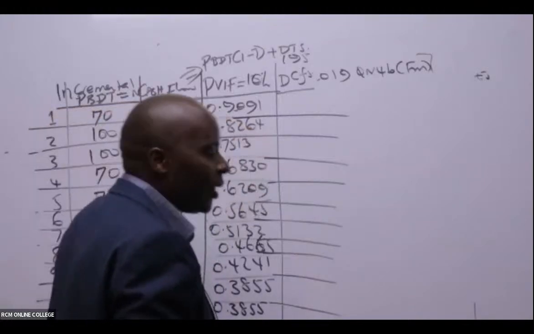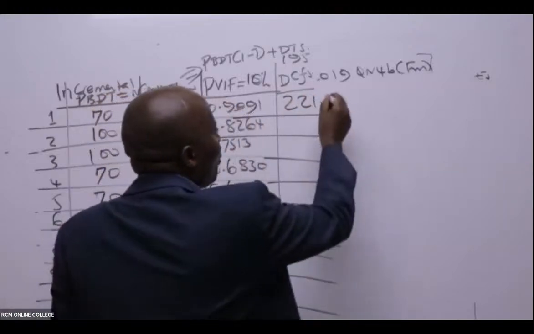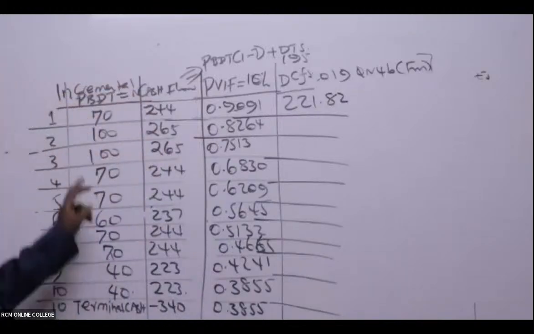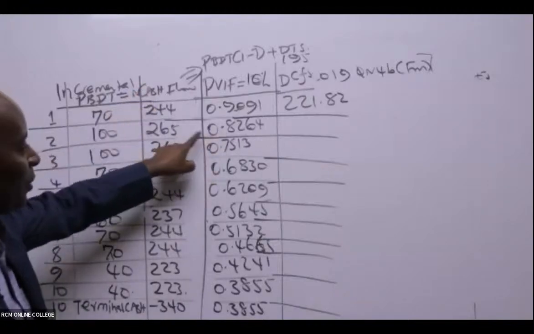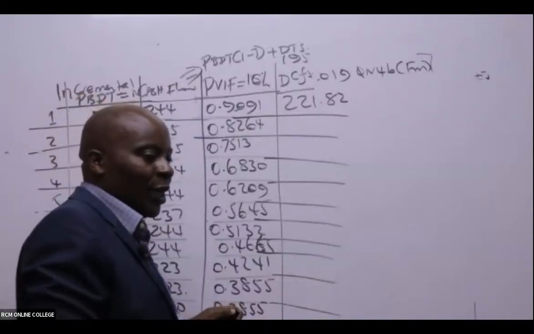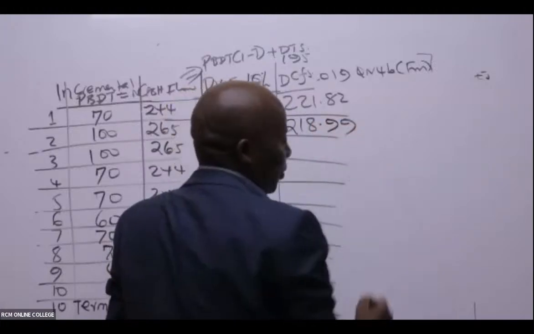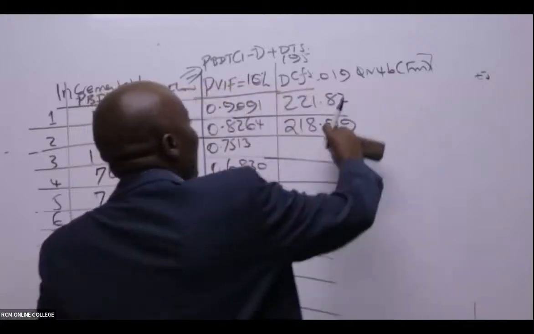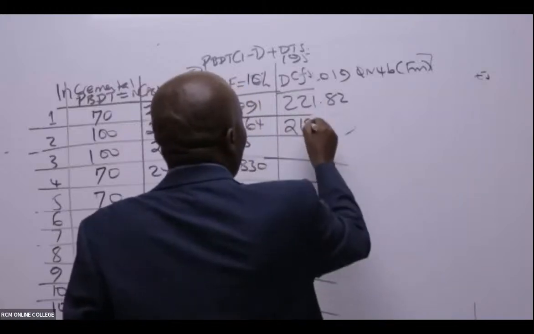So EK doesn't disappoint. It is coming to 221.82. From there, you go to the second one. You are taking the cash flow times the PV, present value interest factor. I'm getting 218.99. Is it 219? I don't know. They're saying it's 219, Mwalimu. This should be 219.